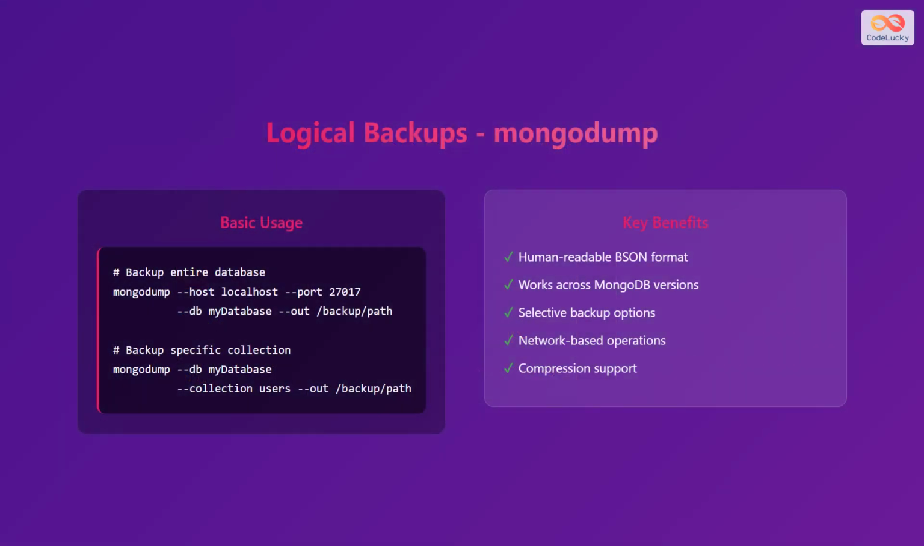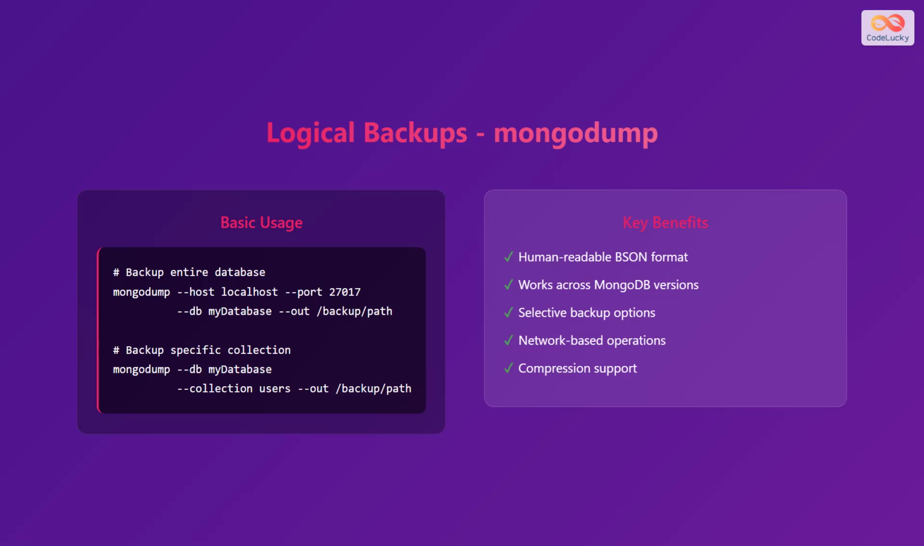Let's dive into logical backups using mongodump. Here's how to use it. To backup an entire database, use the command mongodump, specify the host as localhost, the port as 27017, the database as mydatabase, and define an output path where the backup will be stored.